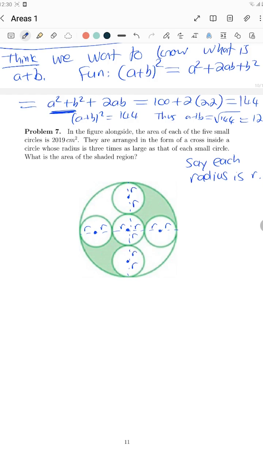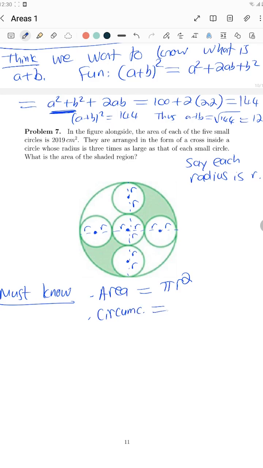Great. Okay. So you must know that the area is pi radius squared. So a circle with radius r has an area of pi r squared. And if you're interested in the circumference, that is twice pi radius.